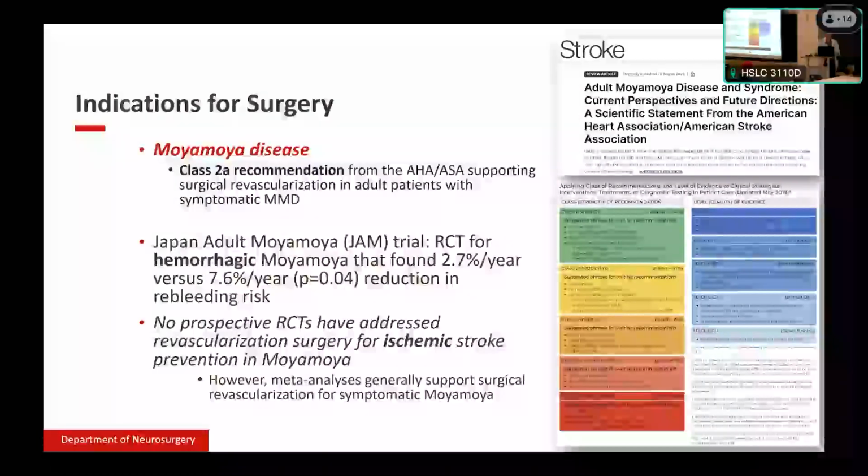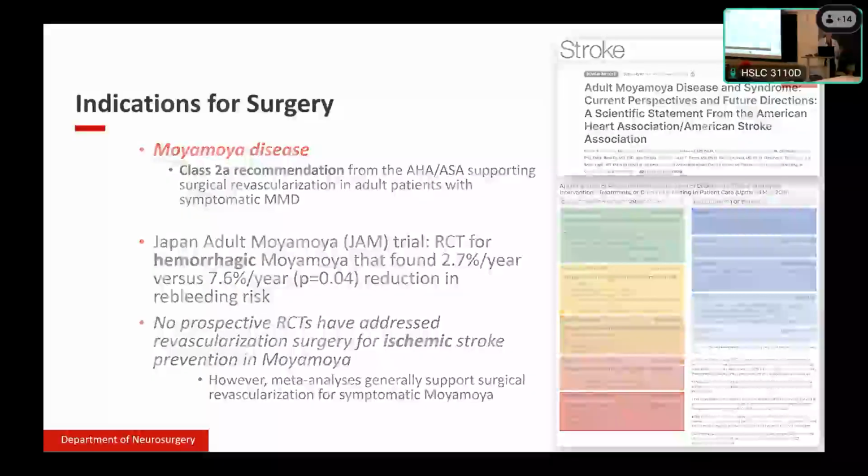So that being said, indications for surgery in moyamoya disease, there's a class 2A recommendation from the AHA/ASA that supports surgical revascularization in adult patients with symptomatic moyamoya. The Japanese Adult Moyamoya study actually looked at hemorrhagic presentations, and actually there's no randomized control trial that has looked at ischemic stroke specifically. However, there's many meta-analyses and other studies that have looked at it otherwise. And so that's where this recommendation comes from. So it's pretty straightforward, clear cut for moyamoya disease.